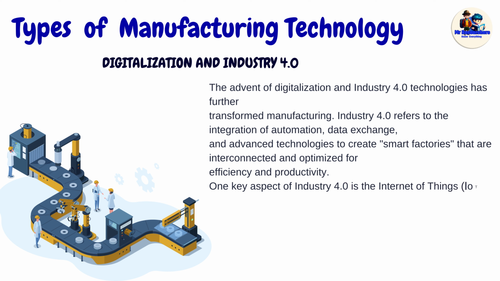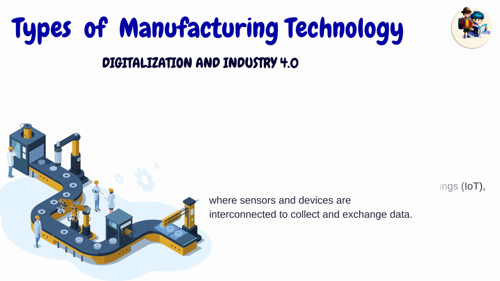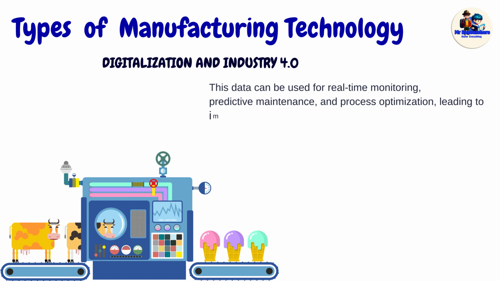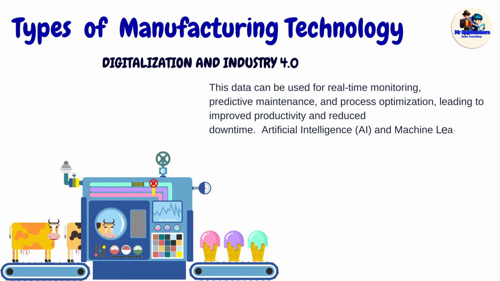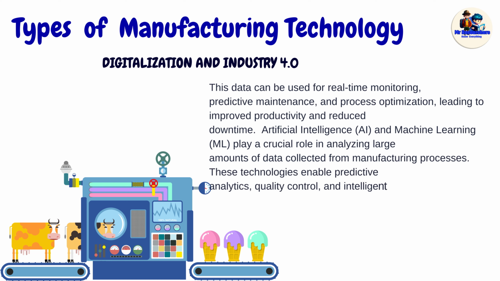One key aspect of Industry 4.0 is the Internet of Things, IoT, where sensors and devices are interconnected to collect and exchange data. This data can be used for real-time monitoring, predictive maintenance, and process optimization, leading to improved productivity and reduced downtime. Artificial intelligence, AI, and machine learning, ML, play a crucial role in analyzing large amounts of data collected from manufacturing processes. These technologies enable predictive analytics, quality control, and intelligent decision-making, further enhancing efficiency and product quality.